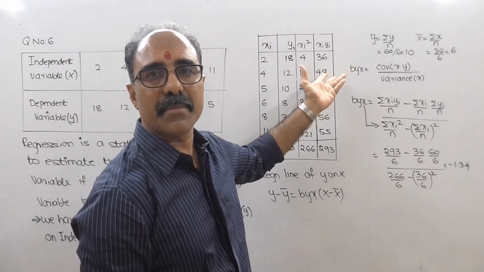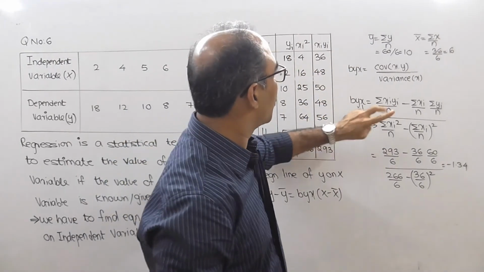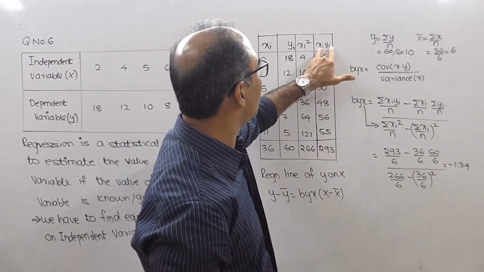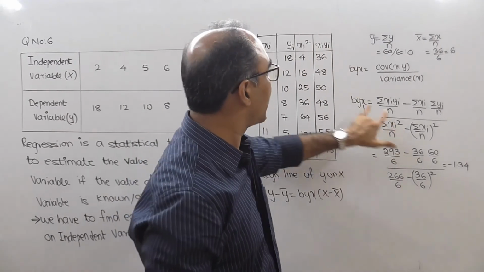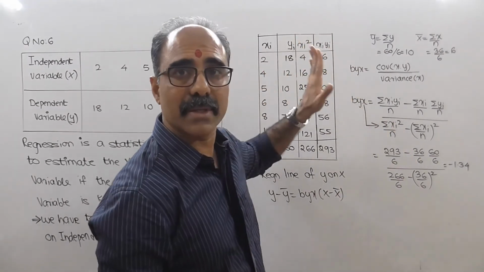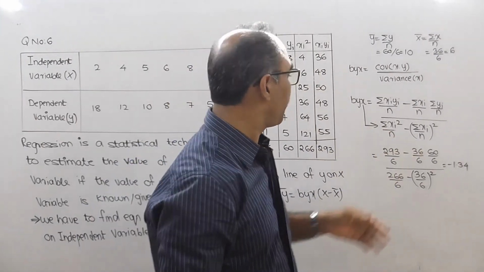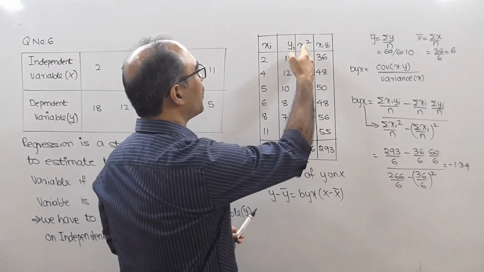It will be a waste of time if you make a column for yi square, because you need two things to find. One is sigma xi yi, for that you make a column for xi yi. You need sigma xi square, so you make a column for xi square. That's it. So yi square, you need not make a column. Then I think I have squared up everything.